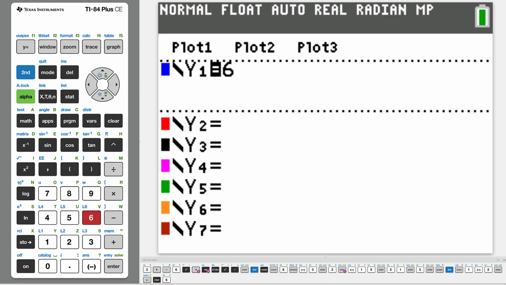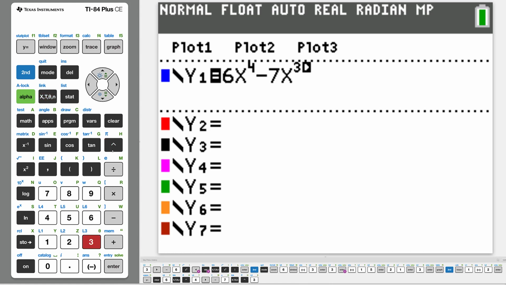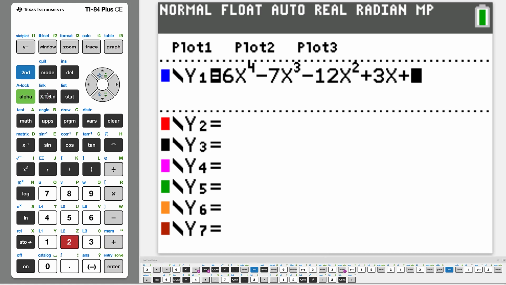So we have 6x to the fourth minus 7x cubed minus 12x squared plus 3x plus 2.